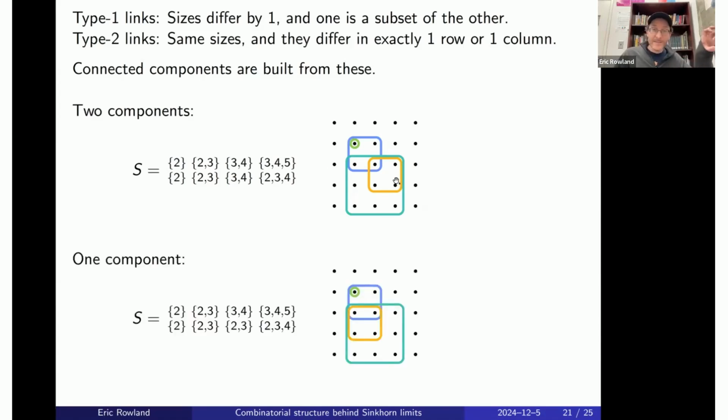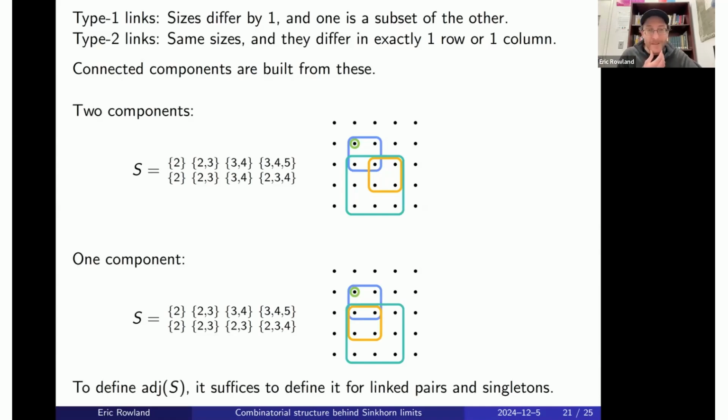But if we slide this orange 2 by 2 to the left 1 unit, now we have a single connected component, because now the purple 2 by 2 and the orange 2 by 2 satisfy a type 2 link. They're the same sizes and they differ in exactly 1 row. So these are the two rules. Like I said, we don't know where these come from. If anybody has seen anything like this before, we would be really interested to know, because it would be nice to connect this to other things in the literature. But we don't have any connections right now.